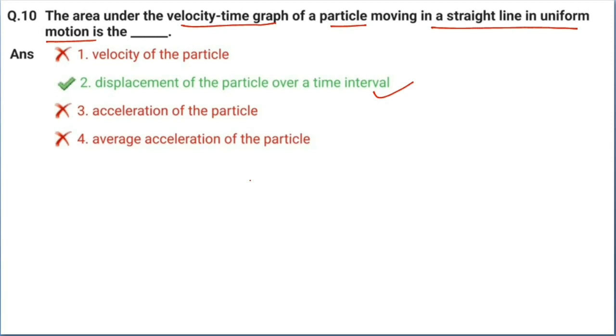In the first question we discussed that the slope of the velocity time graph gives us acceleration, but the area under the velocity time graph gives us the displacement of the particle over a time interval. So the third option, acceleration, is not correct. Fourth option, average acceleration, is also not correct. Option 2, that is displacement of the particle over a time interval, is the correct answer.